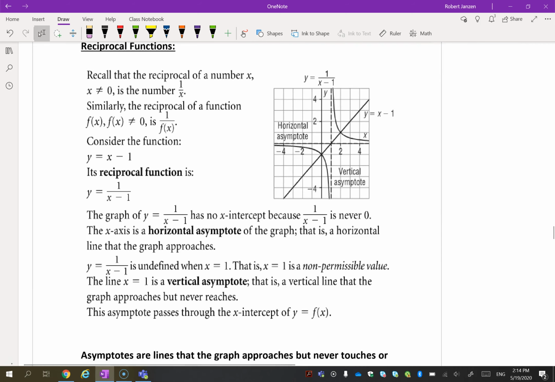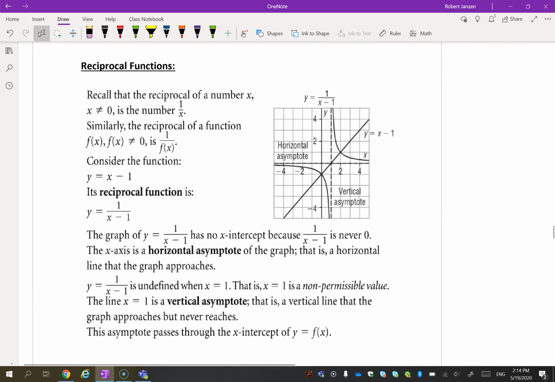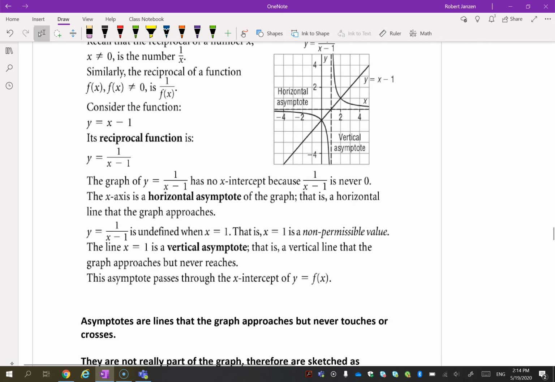Okay, let's take a look at some of the key points there. So recall that the reciprocal of a number x, where x can't be 0, is just 1 over x. So that's what we're doing. We're going to take some graph and do 1 divided by that graph. Similarly, if you have f of x, 1 over f of x is the reciprocal of that graph. Okay, let's look at an example.